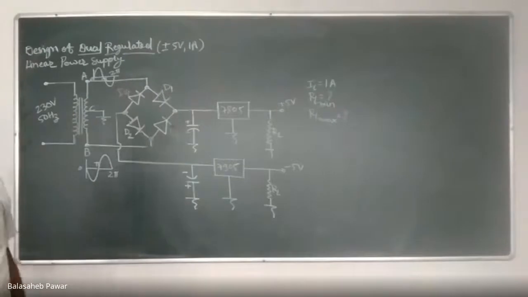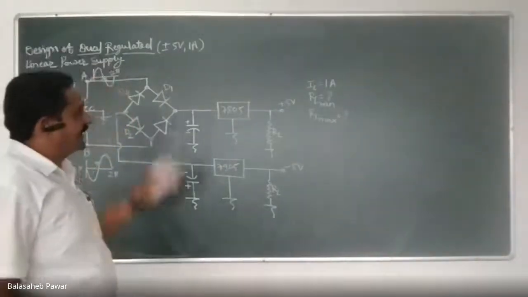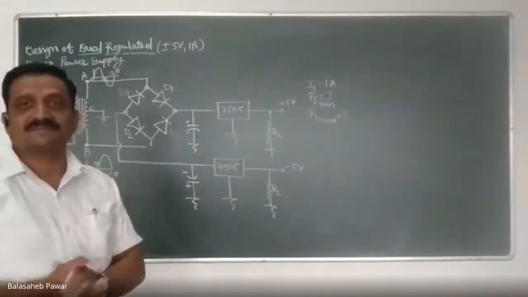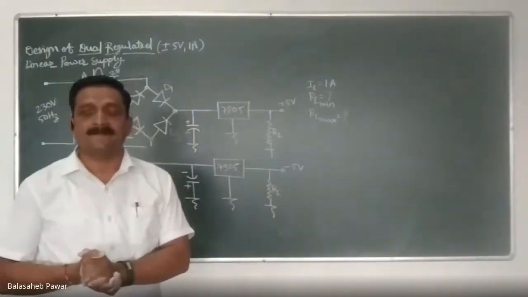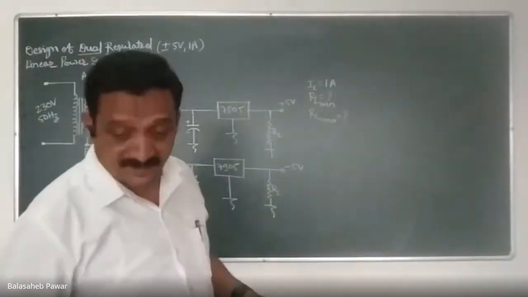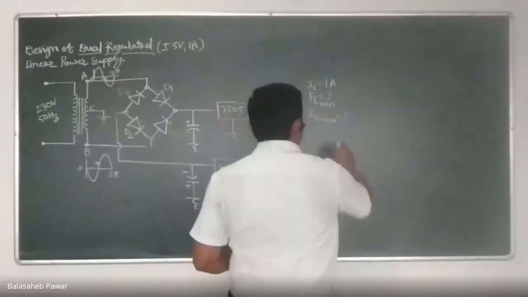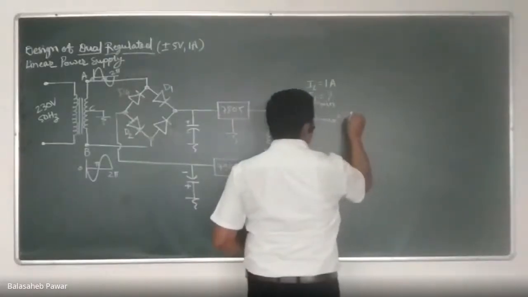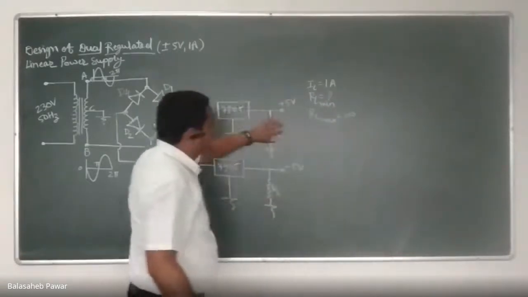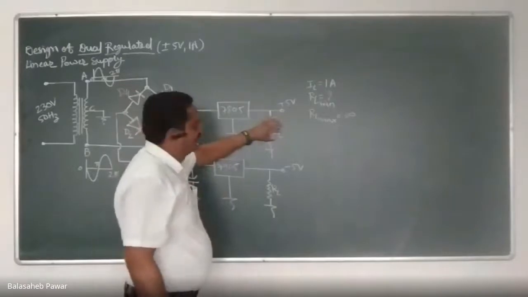We already discussed this during our previous sessions. RL max will be how much? Maximum load resistance. Infinite. Very nice. RL max will be infinite. That means don't connect any load over here, so there will be no current. IL will be 0, and you will get 5 volts.